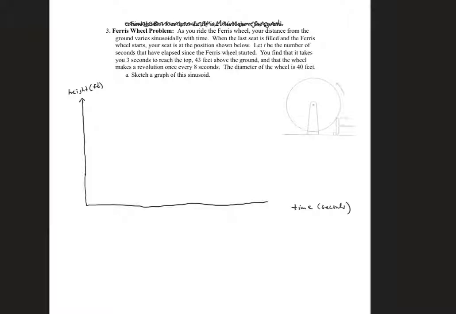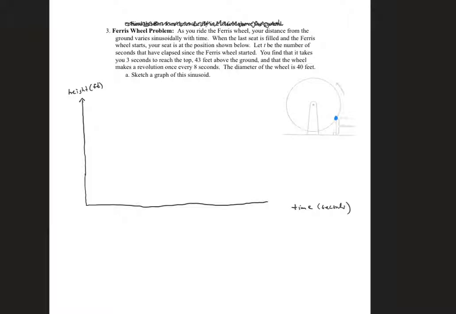In this Ferris wheel problem, as we ride the Ferris wheel, and you can see it here on the right, your distance from the ground varies sinusoidally with time. When the last seat is filled and the Ferris wheel starts, your seat is in the position shown. So here's where we are when the Ferris wheel starts going.